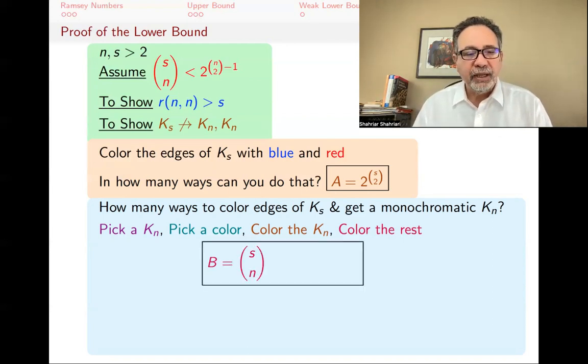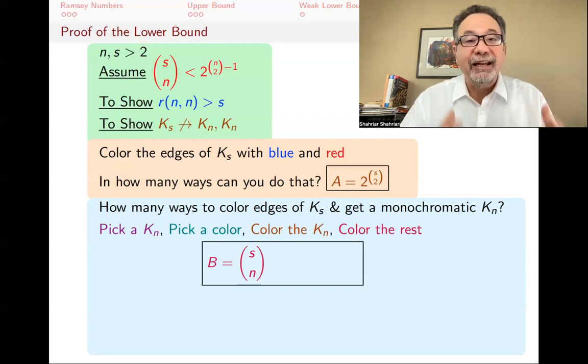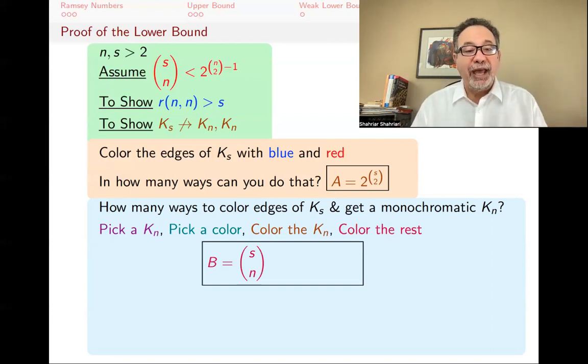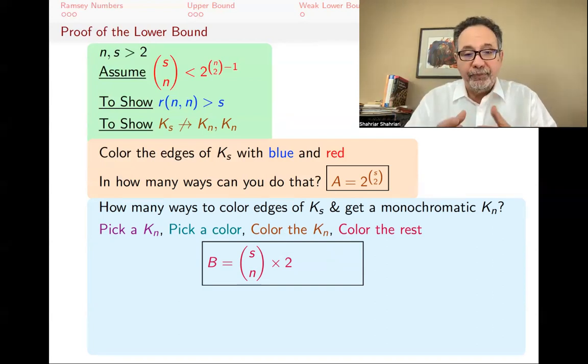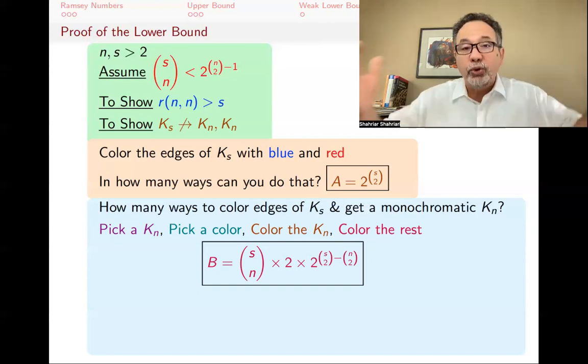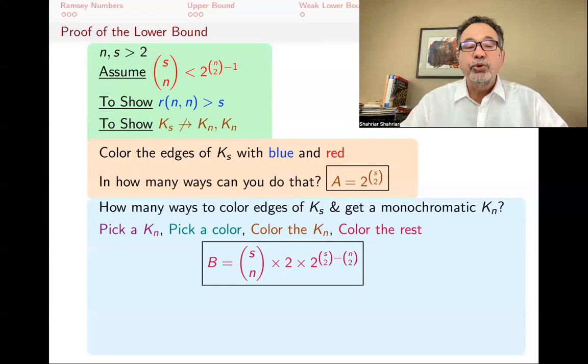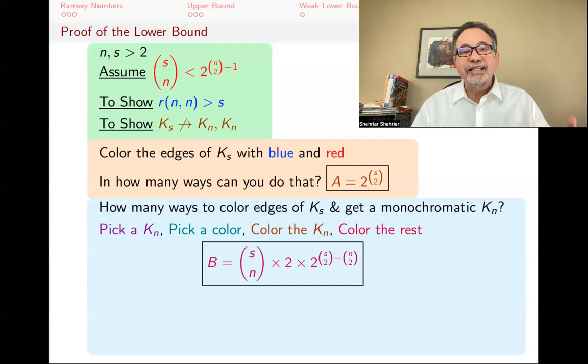Picking a Kn, you have to pick n vertices out of the s, so that's s choose n. Then you pick a color. You have two colors, so you have two ways of doing that. Then you have to color that Kn using that color. Well, you don't have any choices. You just have to color them. And then coloring the rest, that means every other edge, you have two choices for them, red or blue, blue or red, blue or red. So it depends on how many edges are left. And the number of edges left is s choose 2, the total number of edges in Ks, minus n choose 2, the total edges in the Kn that you already colored. So this is what B is.